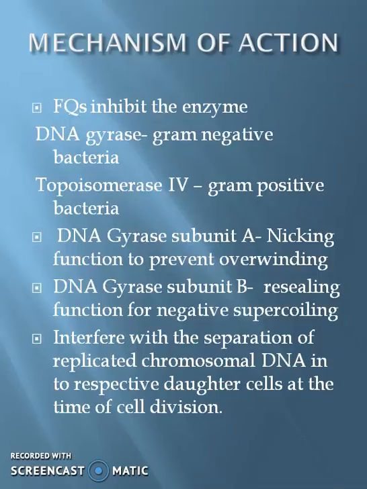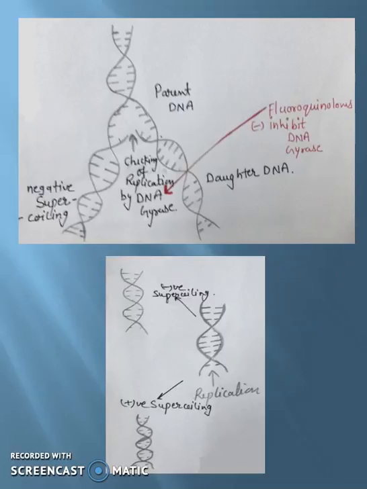Fluoroquinolones interfere with the separation of replicated chromosomal DNA into respective daughter cells at the time of cell division. How is it done? It is a parent DNA. At the process of replication or transcription, the two strands are separated and another daughter DNA gets attached, and this process leads to the next generation. But fluoroquinolones inhibit the enzyme DNA gyrase that does the function of cutting and resealing of this parent DNA.